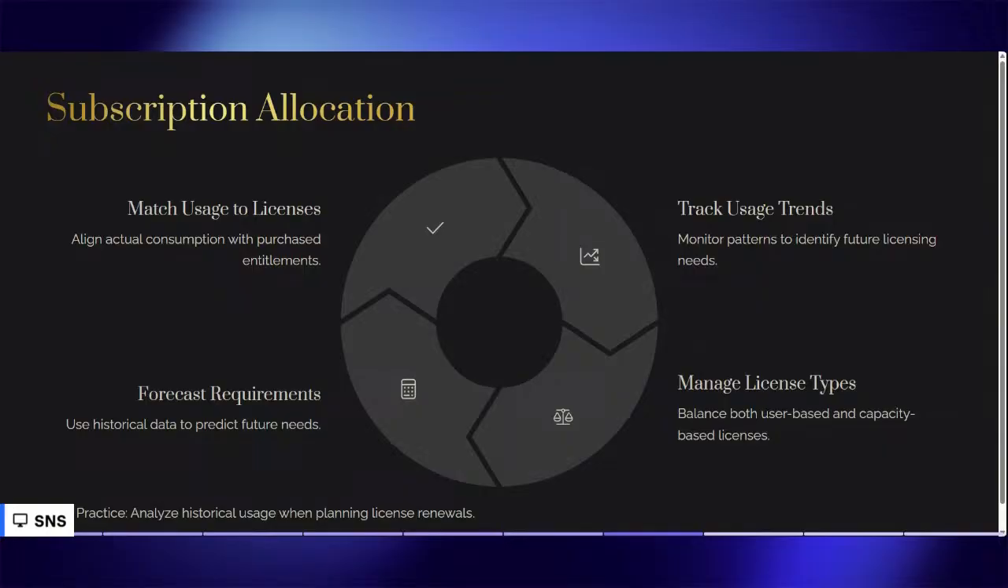Managing license type, balance both the user-based and also the capacity-based licensing. That is also an important aspect that needs to be remembered.